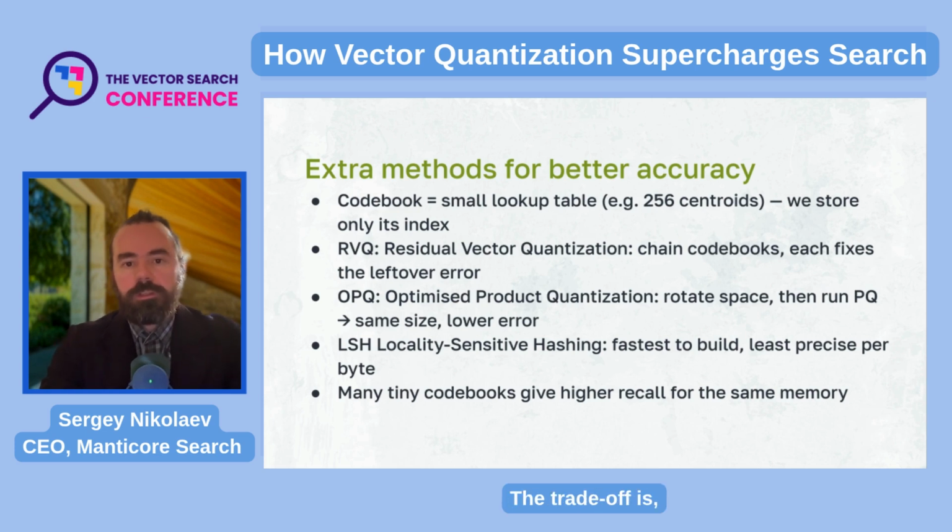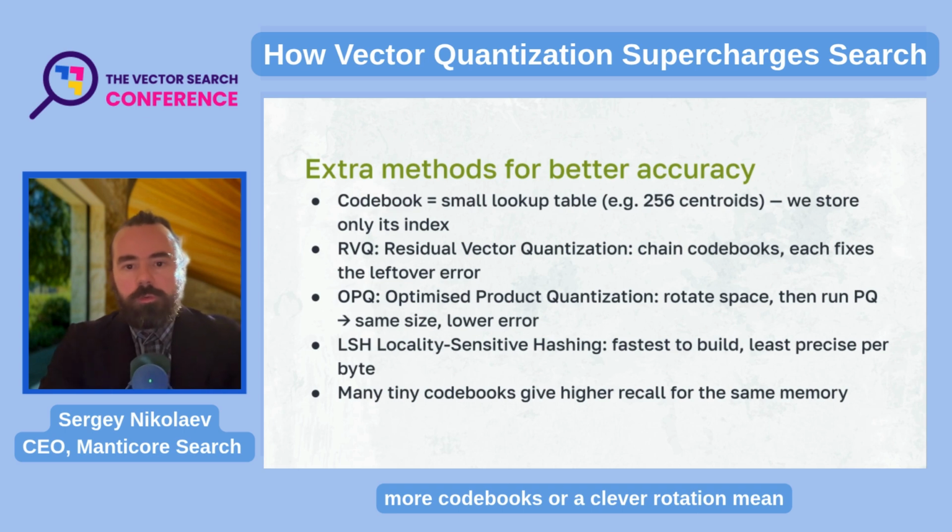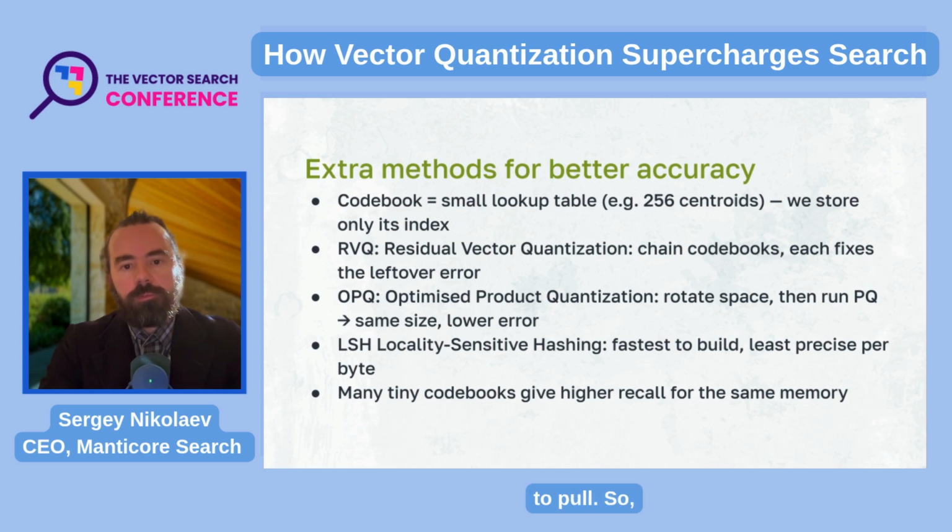The trade-off is that more codebooks or a clever rotation mean heavier offline training and a few extra additions at query time, but you squeeze far better accuracy out of exactly the same memory. So when you've already shrunk vectors as far as they'll go and still need a few more points of recall, these multi-codebook tricks are the next lever to pull.